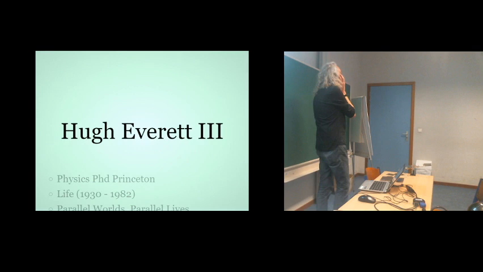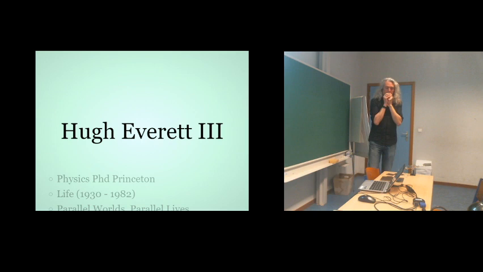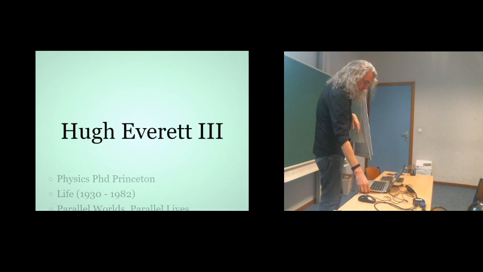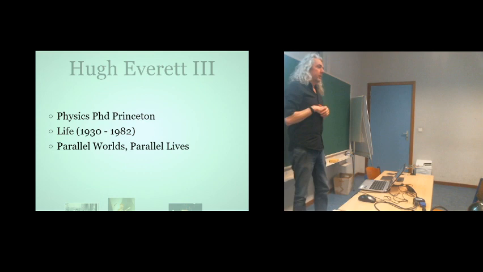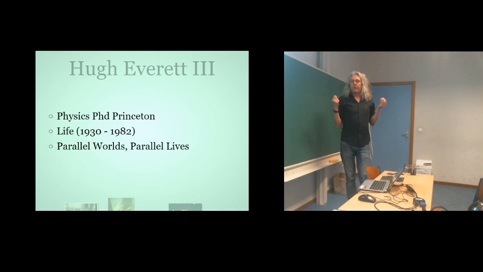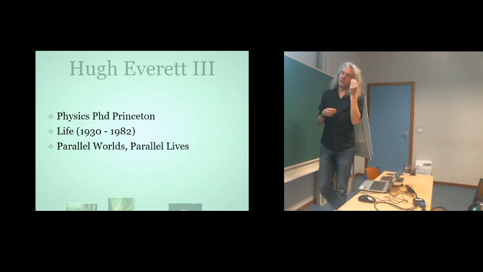First, Hugh Everett III. Hugh Everett was somebody who came up first with this theory. He was a physics student in Princeton, and he did his PhD about quantum physics. He was born in 1930 and lived until 1982, and it's a bit strange. He's a very, very strange man. There are hardly any pictures of him. There's no video source, nothing. There are some audio tapes and a few pictures.